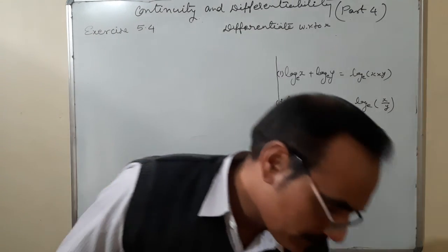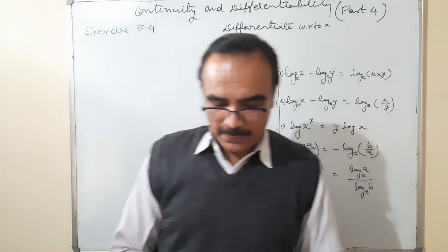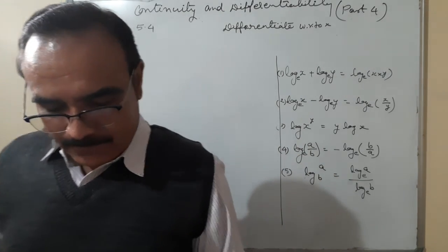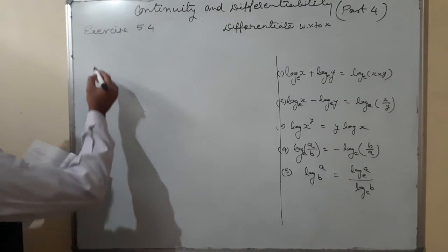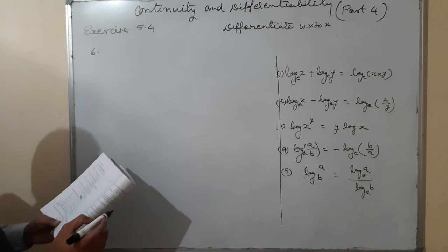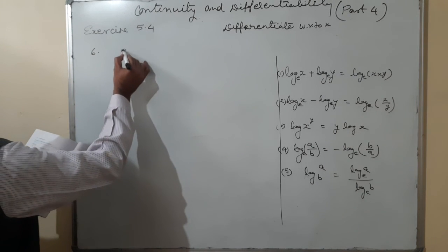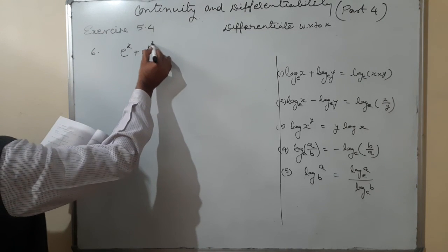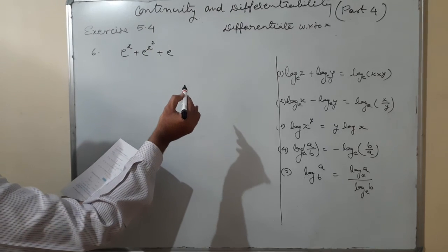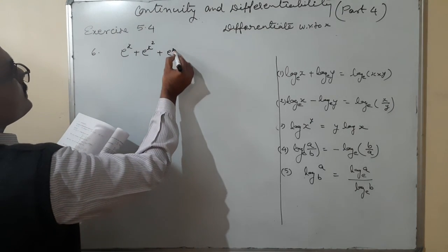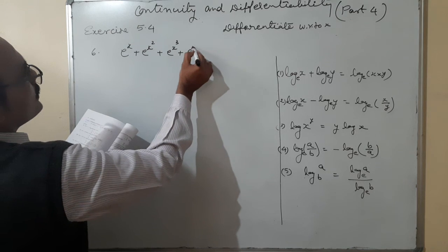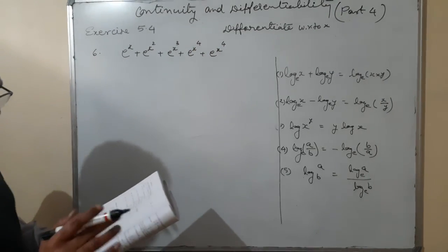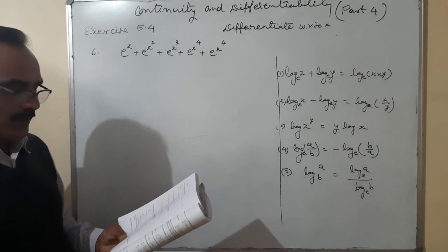Now taking a question from this same exercise 5.4. Number 6. e to the power x plus e to the power x square plus e to the power x cube plus e to the power x to the power 4 plus e to the power x to the power 5.